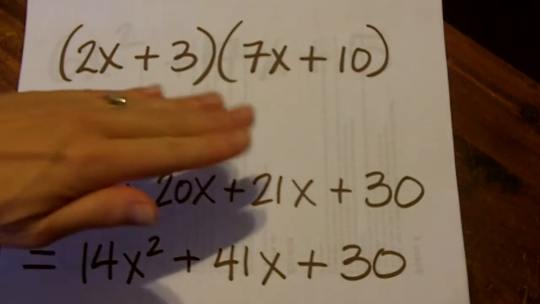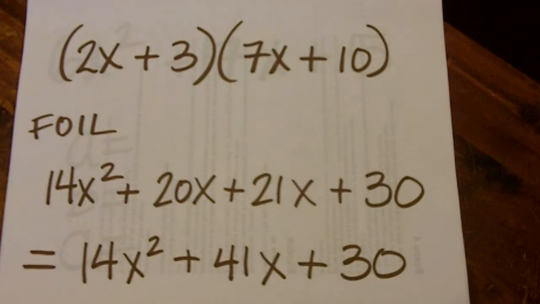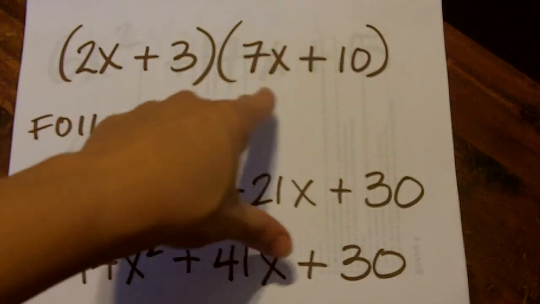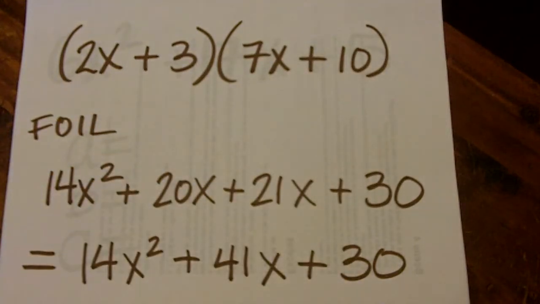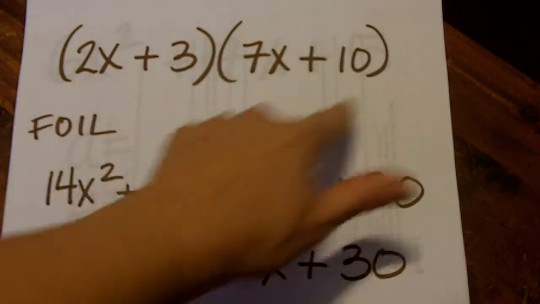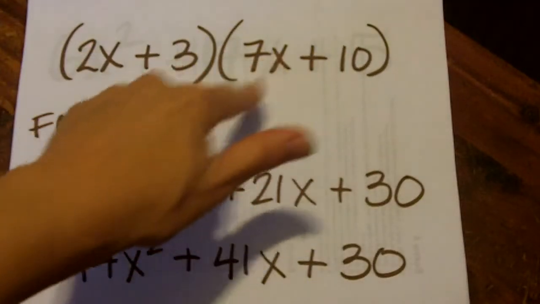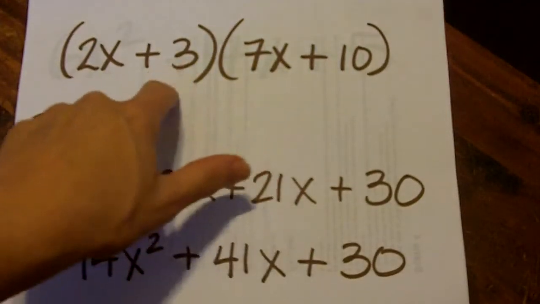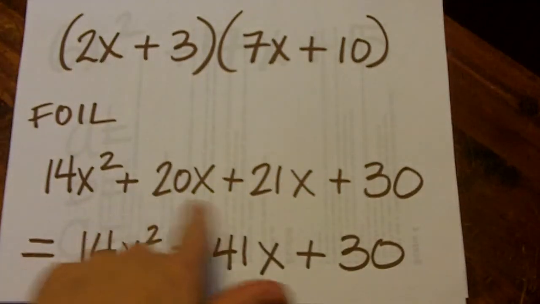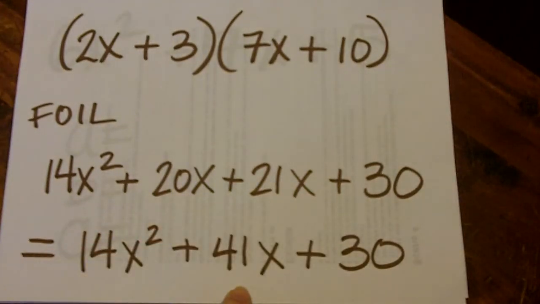Now, you're going to have problems like what you've seen before. In chapter 9, you would have gotten the problem 2x plus 3 times 7x plus 10, okay? And you would have done the FOIL method. And when you did the FOIL method, you would have ended up with 14x squared plus your outside terms, 20x, your inside terms, 21x, and your last terms, 30. When you combine your two middle terms, you end up with 41x. And so you would get the polynomial 14x squared plus 41x plus 30.